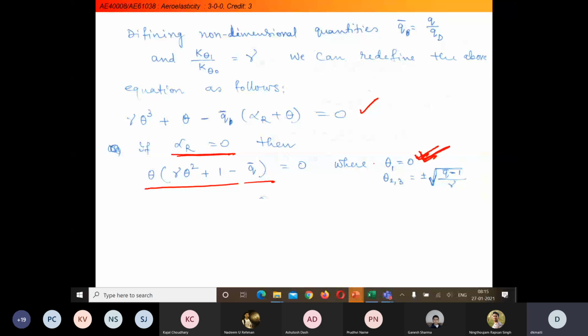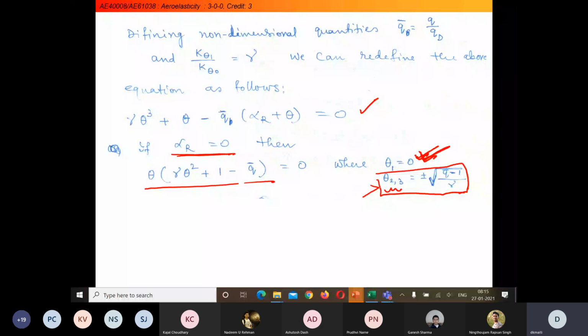We can have theta 1, theta 2 and theta 3, whatever I have shown here. The expression is theta equal to plus minus square root of q bar minus 1 divided by gamma. These are the other two solutions. So this is the response solution with the cubic nonlinearity: one solution I am getting is theta 1 equal to 0, and the other two roots, theta 2 and theta 3, are equal to plus minus square root of q bar minus 1 by gamma.